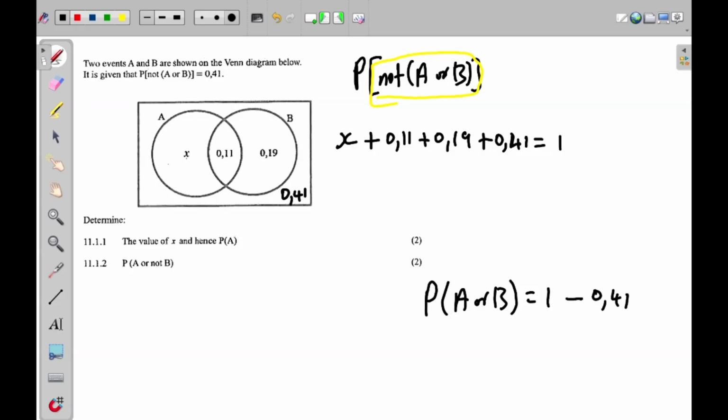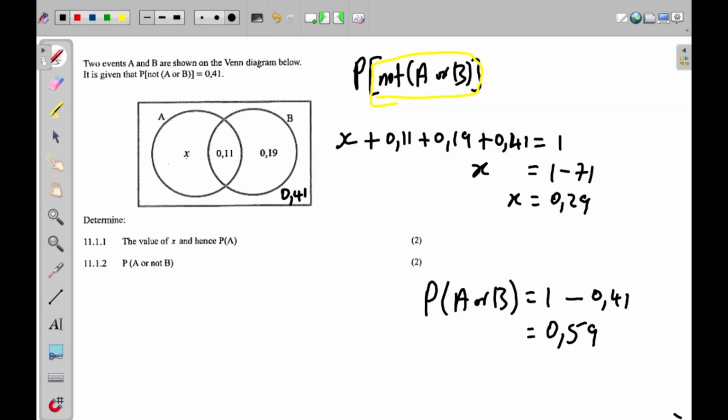So of course, we're going to add up those: the 0.11, I'm going to add the 0.19, and I'm going to add the 0.41. That gives me something like 0.71, and I have to subtract that from 1, so it turns out that x is actually 0.29. Now, if I used this formula here, I will gather that the probability of the union is actually 0.59.